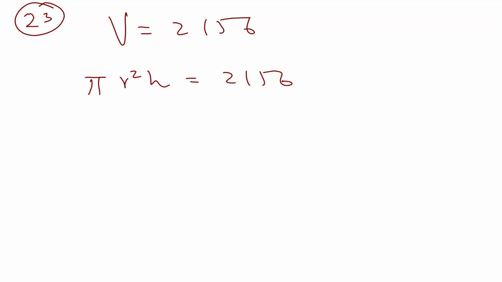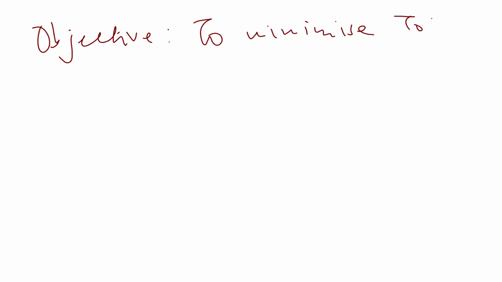Now what we'll do is try and understand what is supposed to be maximized or minimized. If you read the problem, they have clearly mentioned the objective: to minimize the total surface area. I'll just write down the objective on the next page. Objective: to minimize total surface area.